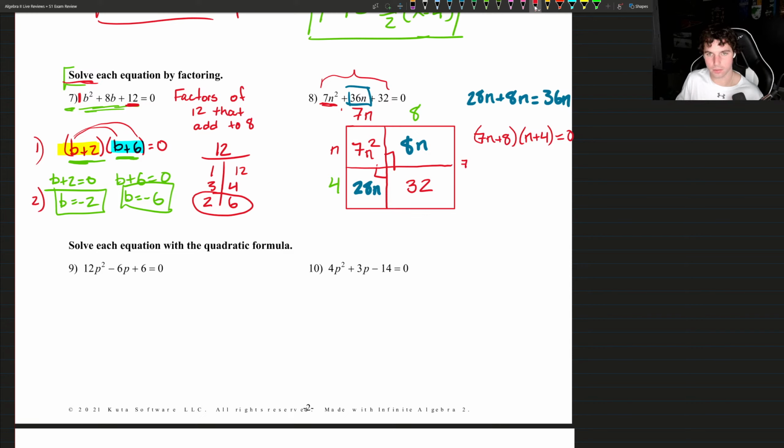So either 7n plus 8 is equal to 0, or n plus 4 is equal to 0. And then we just solve as normal, right? So n is negative 8 over 7, and n is equal to negative 4. Right, those would be our two answers. Okay, worth the same amount of points as the last one, just a little bit more involved, right? So this is still worth 2 points, and each one of those is worth 1.